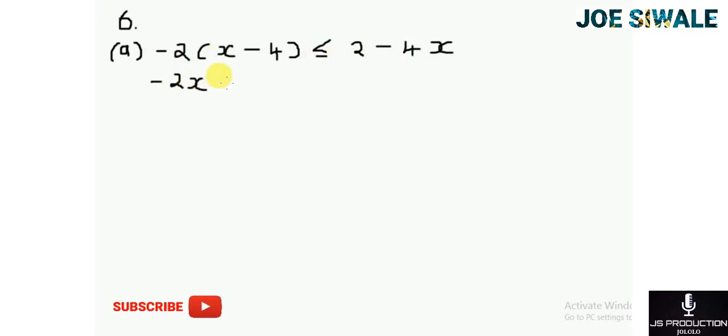So the first thing, I'm going to open up the brackets. -2 multiplied by x, that's -2x. -2 multiplied by -4, that's +8. It's less than or equal to 2 minus 4x.